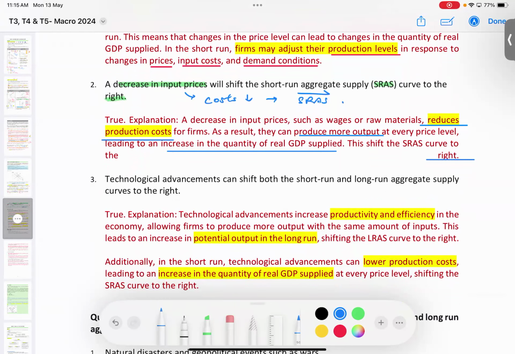Okay, next one. Technological advancements can shift both the short run and long run aggregate supply curve to the right. Is it correct? So technological advancements will increase the capacity of the economy. So yes, it will shift the LRAS curve to the right. Whatever shifts LRAS will shift SRAS as well. So the SRAS curve will shift to the right as well.